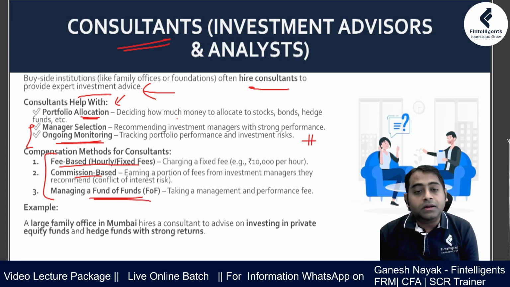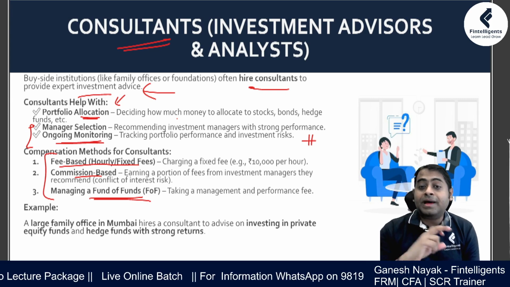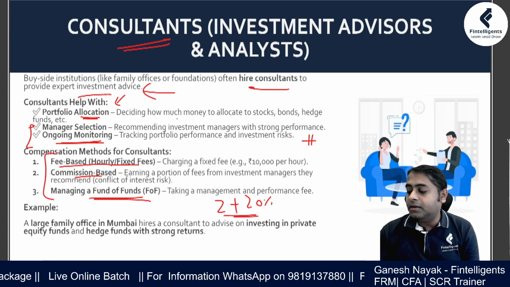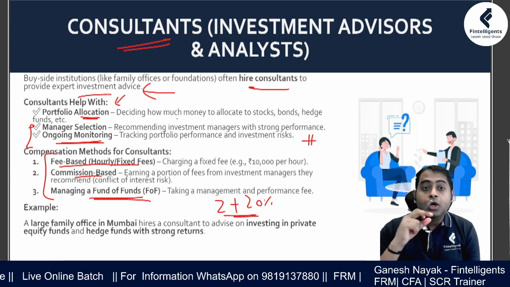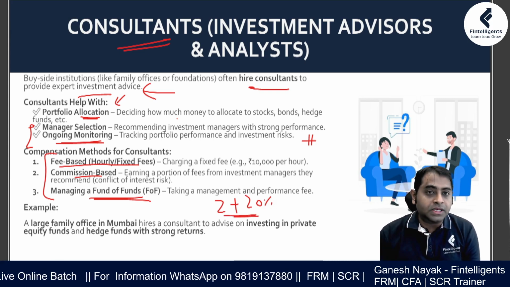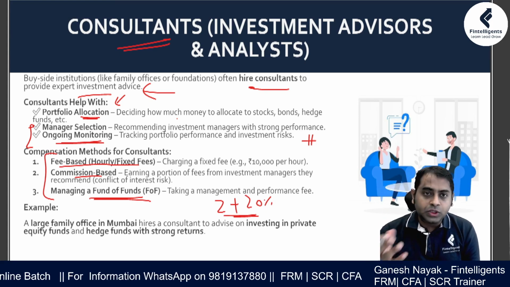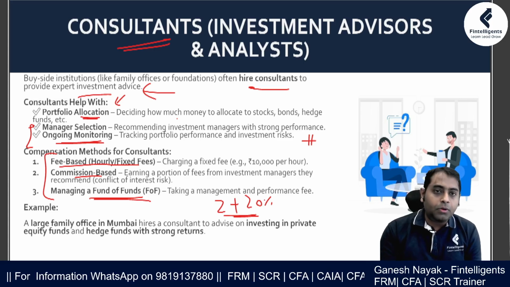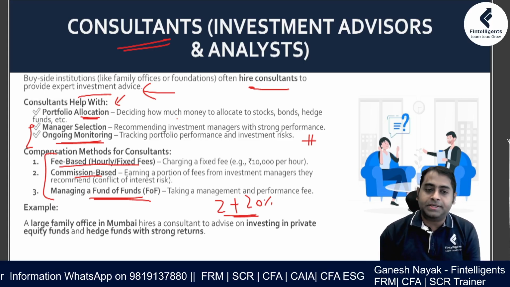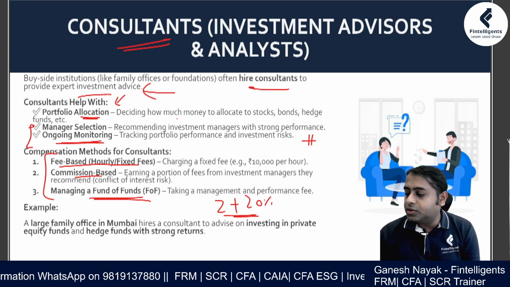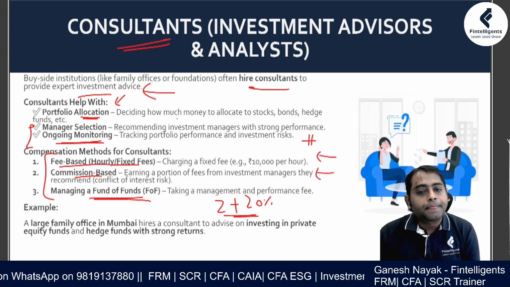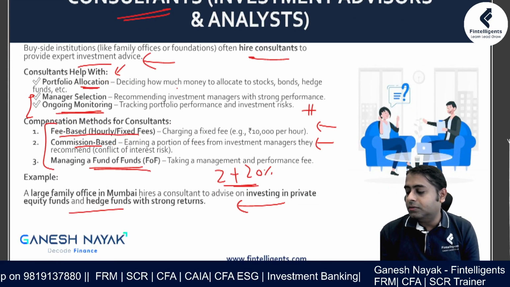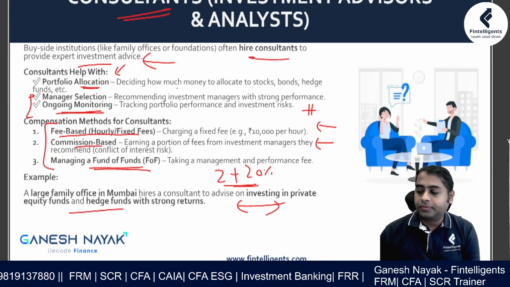Managing fund of fund. Okay, over here you have a management fee and a performance fee. This is, I hope you remember, 2 plus 20%. 2% is a management fee, 20% is the performance fee. If there is a benefit, this 20% is incentive. If the fund is able to perform above a certain level, then the growth will have 20%. Okay, so it's a combination of the first and the second. We've given you an example also. You can read till this point.